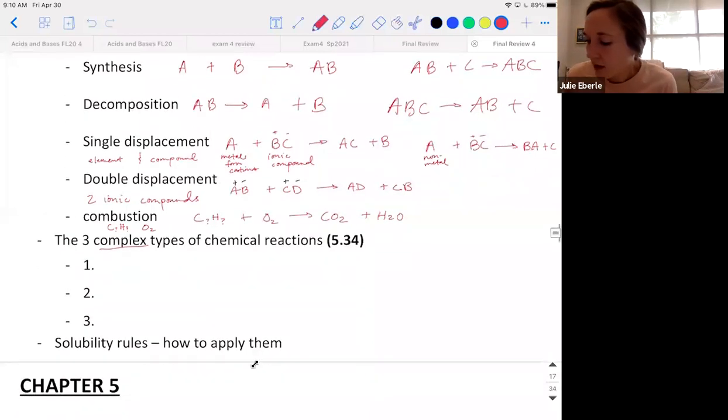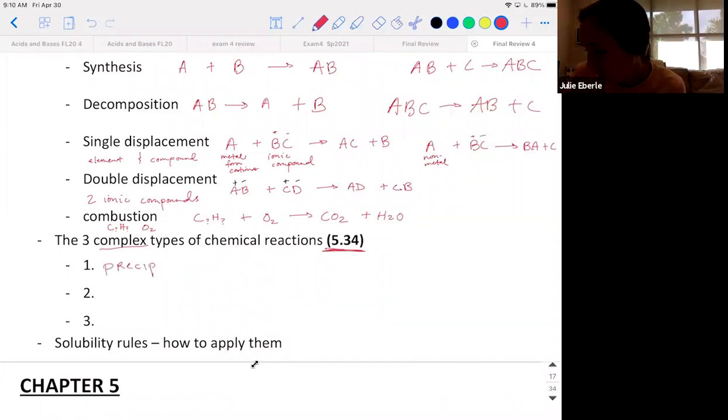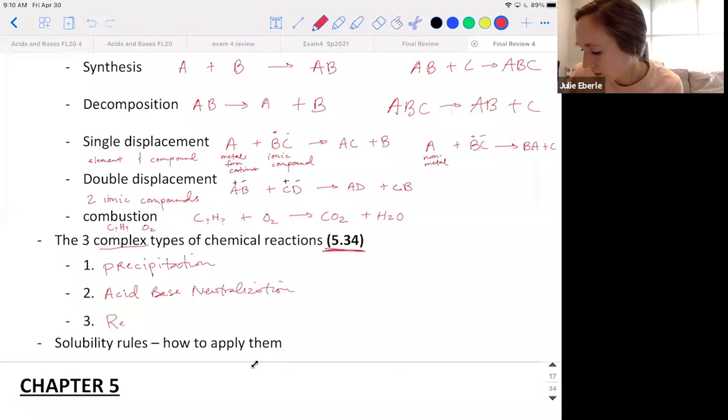And then the 3 complex types of chemical reaction, there's a great practice problem in your textbook, 5.34, if you want to look at that. And it's even, so the answers are in the back. We had precipitation. We had acid-base neutralization, and then we had redox, oxidation-reduction reactions.